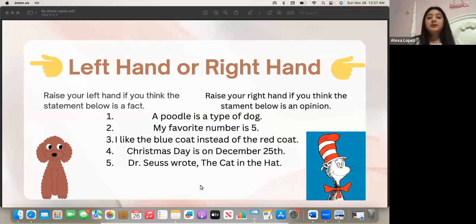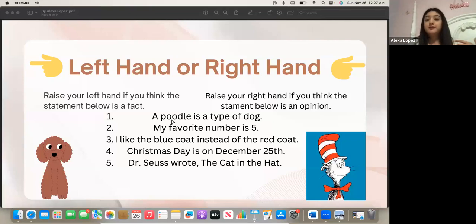So let's do number one as a whole class, okay? A poodle is a type of dog. Is it a fact or an opinion? I think it's a fact, right? So you should be raising your left hand because a poodle is a type of dog.